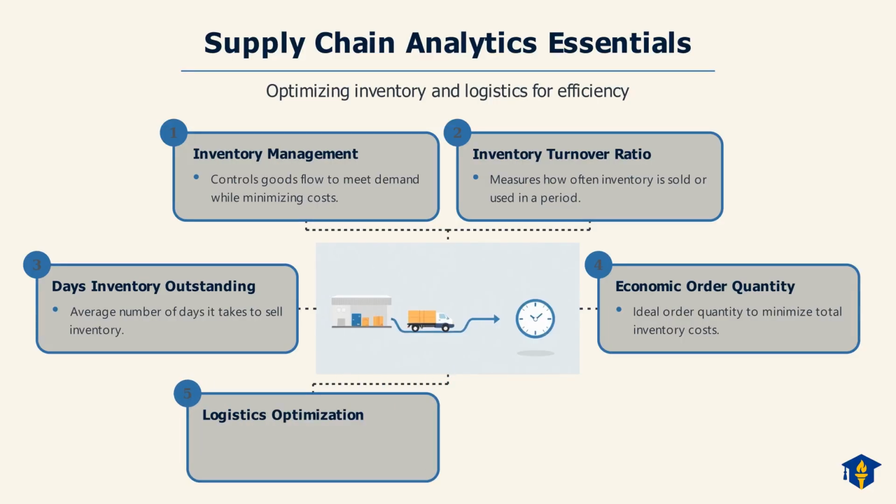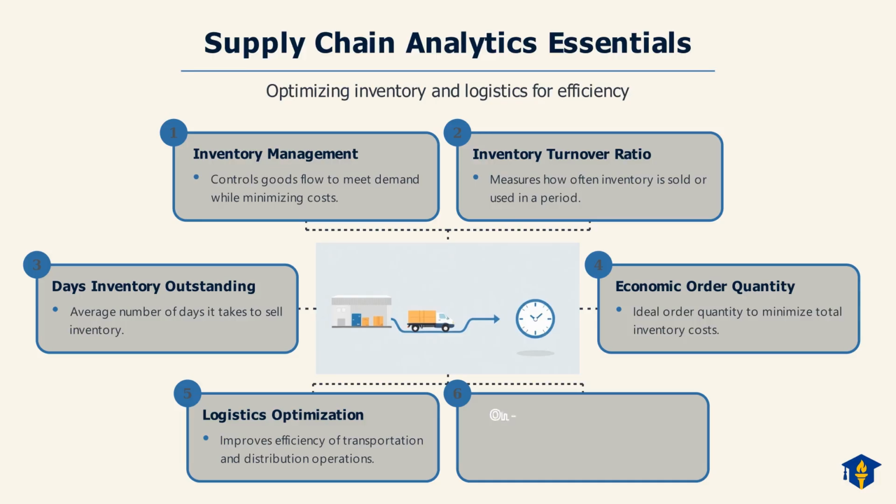Logistics optimization aims to improve transportation and distribution. It streamlines the processes of moving goods, enhancing overall efficiency. The on-time delivery rate is the percentage of punctual deliveries. This metric reflects the reliability of a company's delivery service to customers.